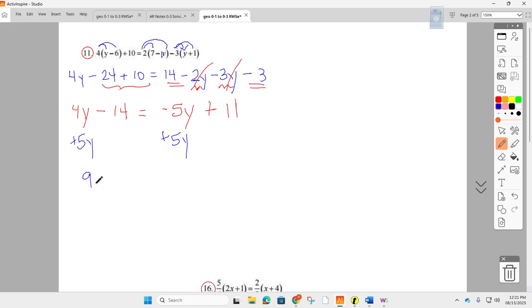That's 4y plus 5y is 9y. We'll bring down the minus 14. Negative 5y plus 5y is 0. That was our idea, to get it moved from the right side to the left side. Plus 11. So now we have 9 times y minus 14. We're going to undo the subtraction first.